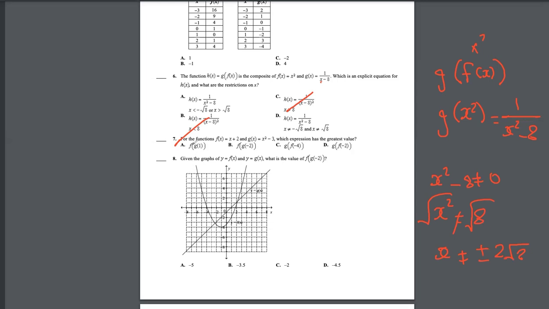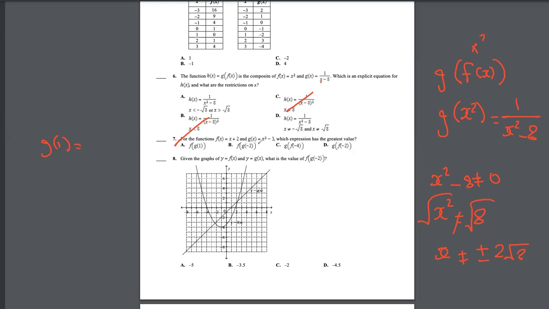Okay. For the function, f of x is that and g of x is that. Which expression has the greatest value? Is it f of g of 1, f of g of negative 2, or g of f of negative 4? So you just have to work through all of these, and then let me know what the answer is. So if I'm doing f of g of 1, I just do g of 1 first.